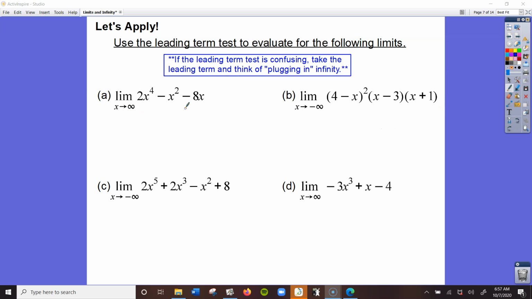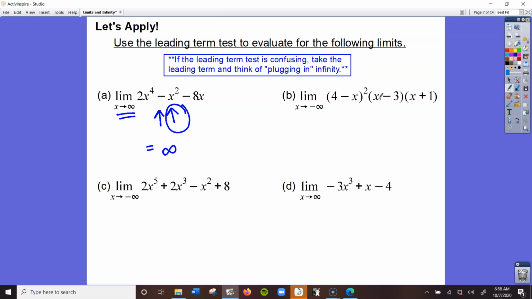So for example, for this first one, we are looking for the limit as x is approaching infinity of this polynomial. So that means I'm checking the right side of my graph. Since this is an even exponent and the leading coefficient is positive, that means that both ends would go up. Since this indicates I'm looking at the right side of my graph, then this limit is equal to positive infinity because the right end would go up.